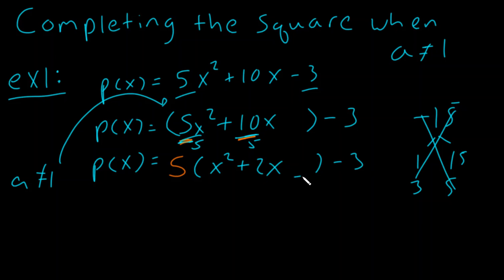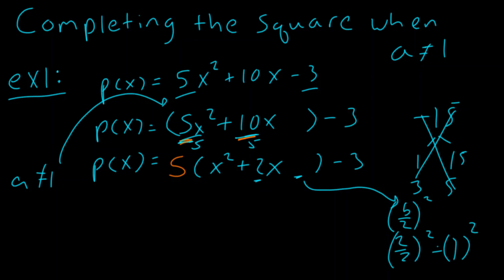Now from here, it's pretty straightforward. We know that we want to create a perfect square by using b over 2 squared. And in this case, our b term is 2. So we have 2 divided by 2, which is 1. And 1 squared, which is still 1. But notice, here's our new thing. And this is what you have to be so careful of. This is not actually 1.